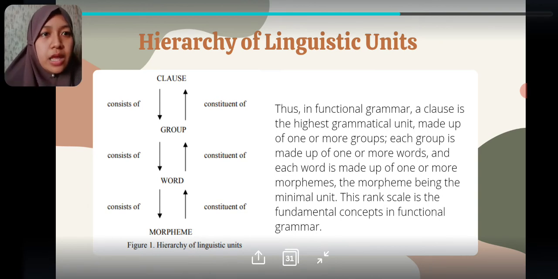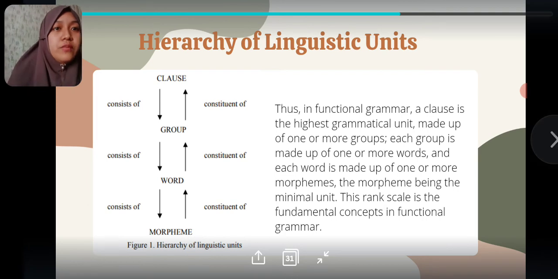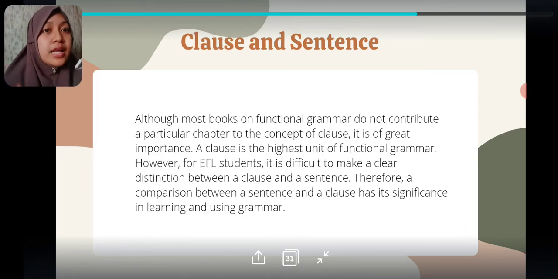Each group is made up of one or more words, and each word is made up of one or more morphemes, the morpheme being the minimal unit. This rank scale is the fundamental concept in functional grammar. And the next is clause and sentence.